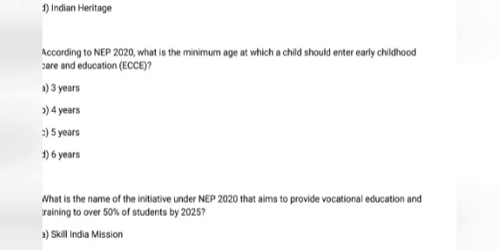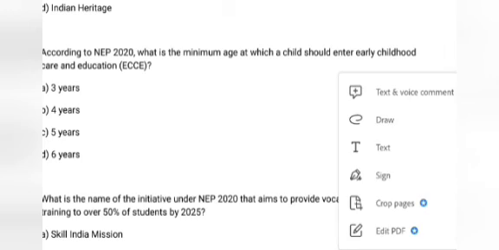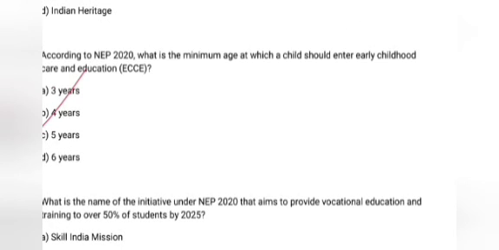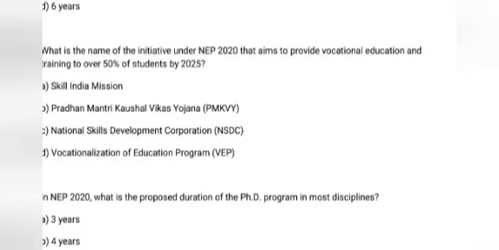According to NEP 2020, what is the minimum age at which a child should enter early childhood care and education? It will be number 4, B, that is 4 years. Then what is the name of the initiative under NEP 2020 that aims to provide vocational education and training to over 50% of students by 2025? It is Skill India Mission.